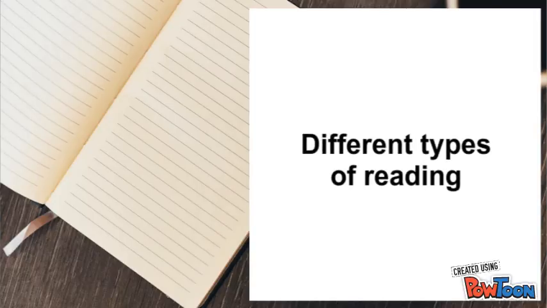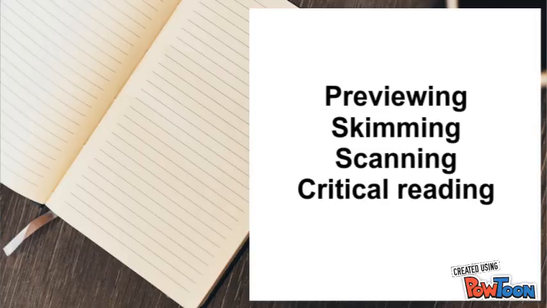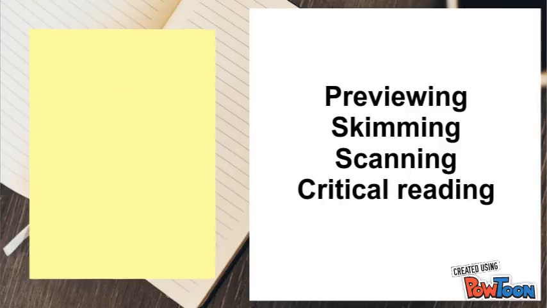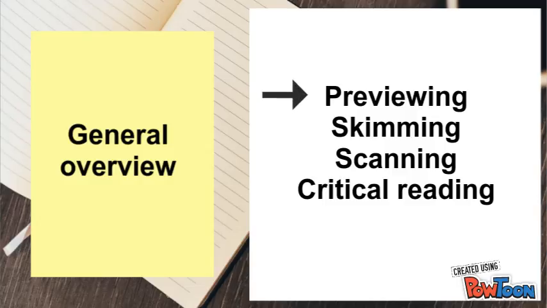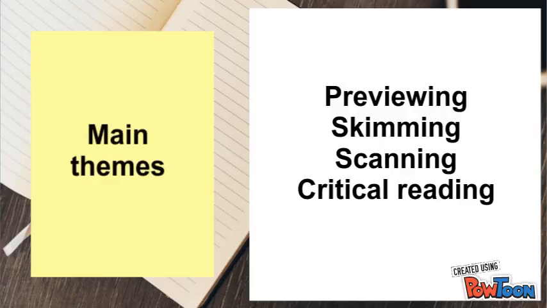In academic writing, there are therefore several types of reading, including previewing, skimming, scanning, and critical or close reading. When you simply need a general overview of a source, you can simply preview the text to see if it's relevant to your topic. If you want to gain information about the main themes of the source, you can skim read the text.